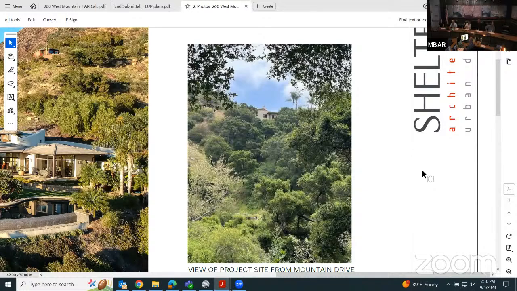But I like your project. I do think that you should consider some darker, earthier colors than the white. But I like where you're going mostly. So thank you. Lacey?